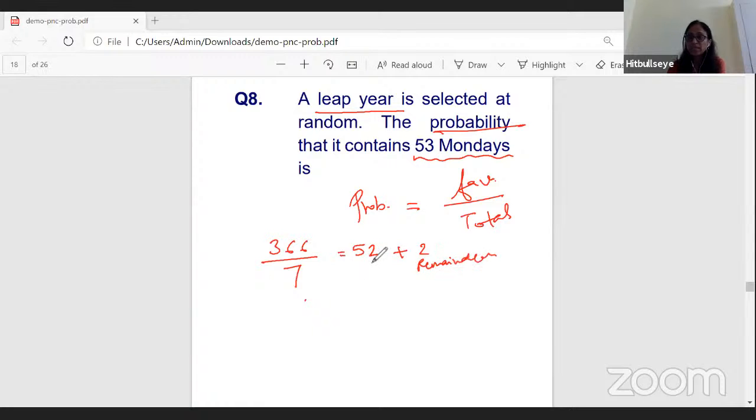Why am I doing this calculation? Because when I'm dividing this number by 7, it is telling me that there will be 52 complete weeks coming up, and there will be 2 remainder. 2 remainder means 2 more days. After completing 52 complete weeks, there will be 2 more days. Correct, everyone? Very good, Rahul. Now, these 52 complete weeks will definitely give me 52 Mondays, right?